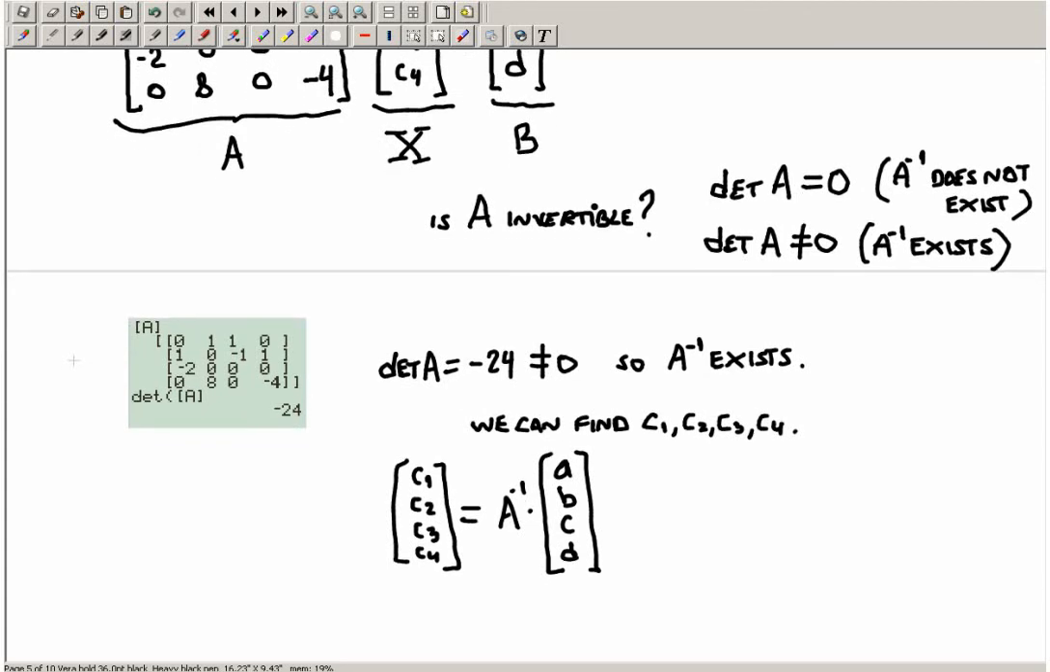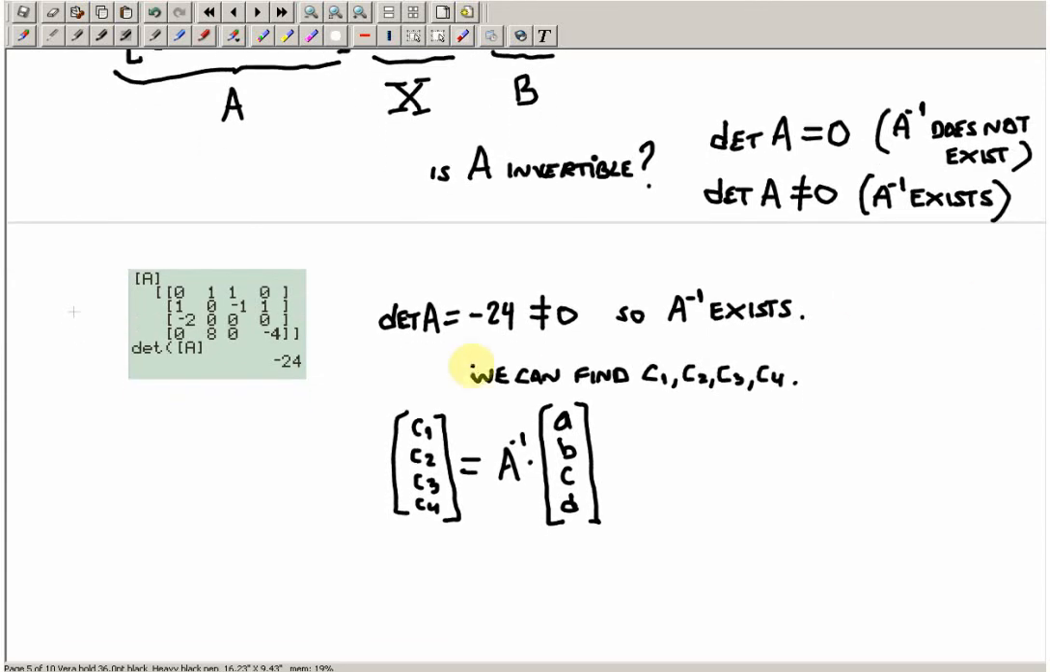Now, I mentioned that this sometimes, most of the time, works, but remember, if A has an inverse, then you're fine, you're done. So we can solve for C1, C2, C3, C4. But if the determinant is 0, and therefore the inverse matrix does not exist, it doesn't mean that you cannot find C1, C2, C3, C4. You can still find them. The only problem is that you can't find them by using inverses of matrices.